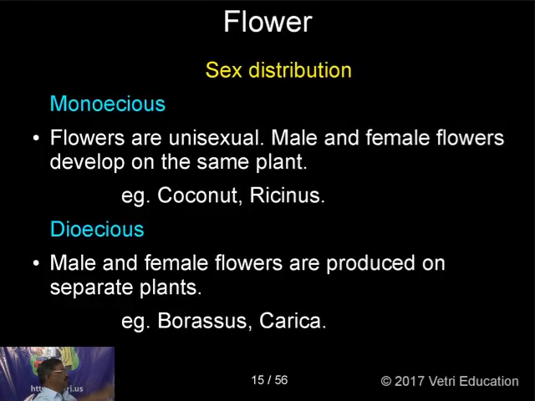Regarding the sex distribution, then is the monoecious condition, that is flowers are unisexual, male and female flowers develop on the same plant, as I told you, example coconut. The second one, dioecious. The flowers are unisexual and male and female flowers are produced on separate plants. Male plant and female plant are separate. Example, borassus and carica papaya.